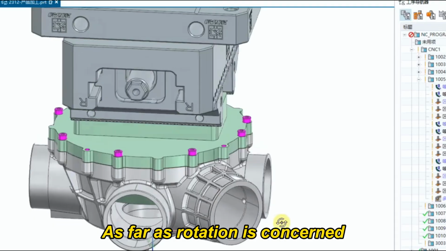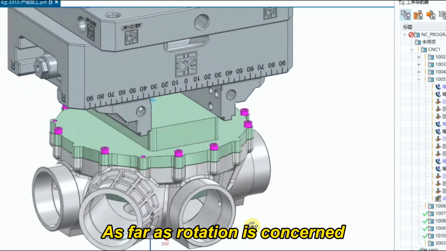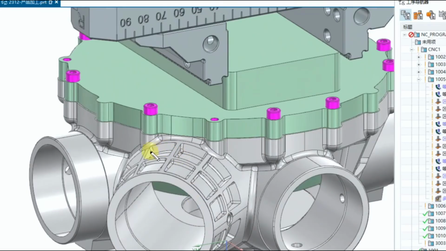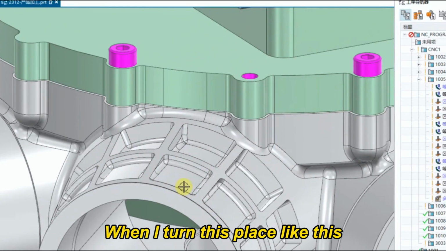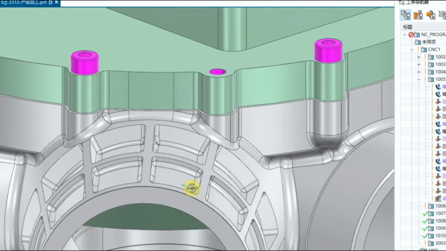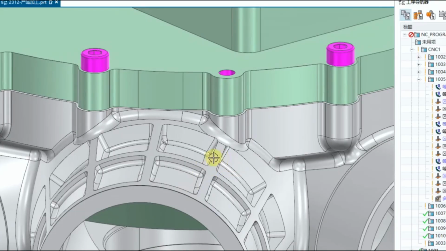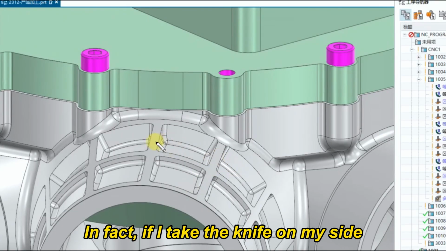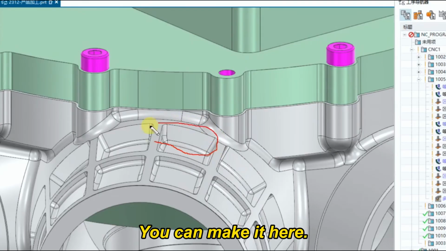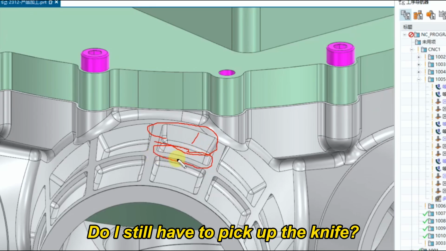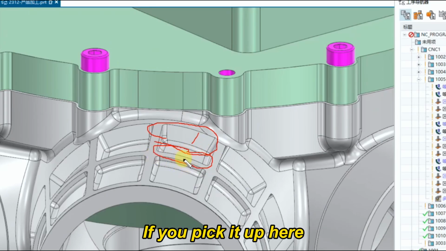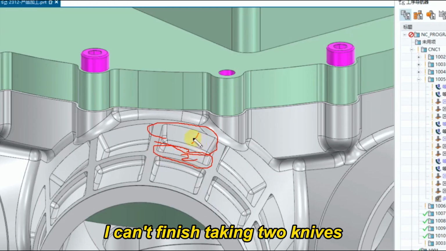Okay, I'll swing it over. As far as rotation is concerned, let's look at these 4 slots. Let's look at this one first. When I turn this place like this, in fact, if I take the knife on my side, you can make it here. This is the first knife. If I were to do it inside, does it still have an upside down buckle here? Do I still have to pick up the knife? If you pick it up here, I can't finish it with 2 knives.